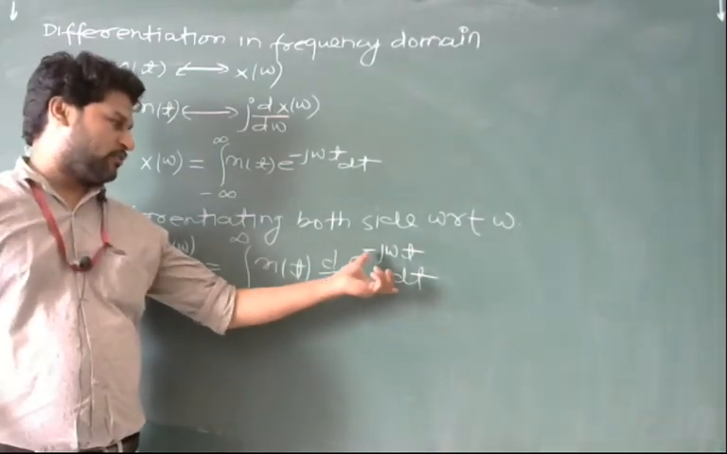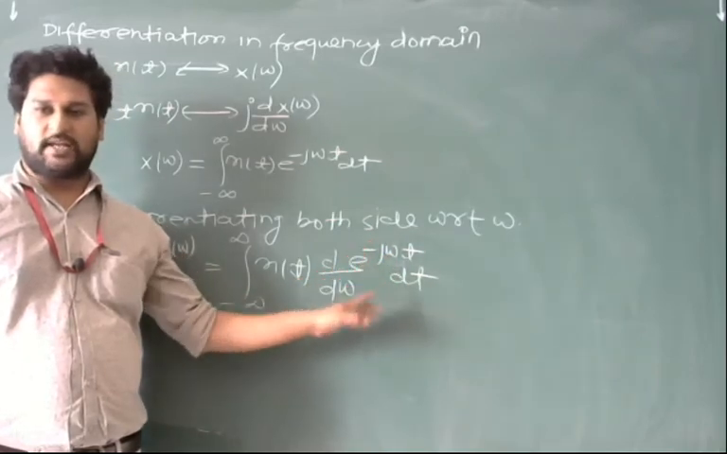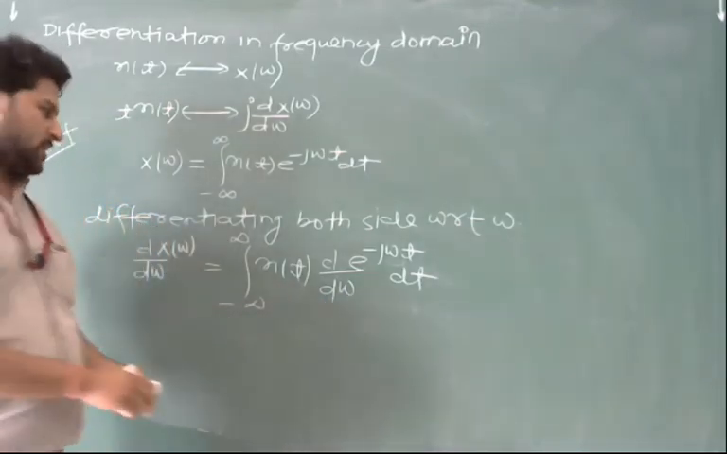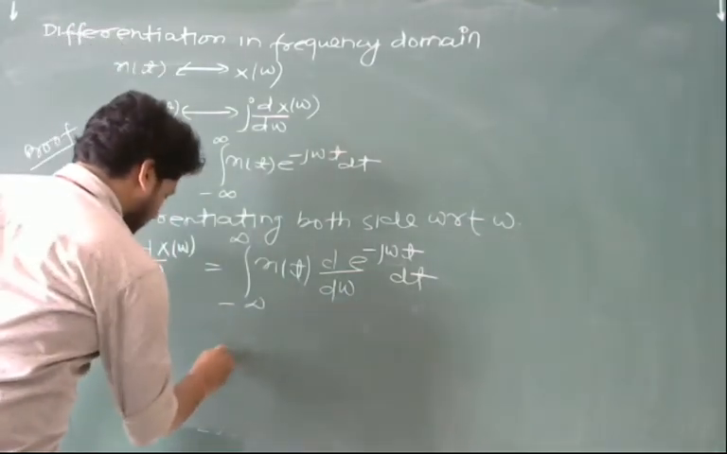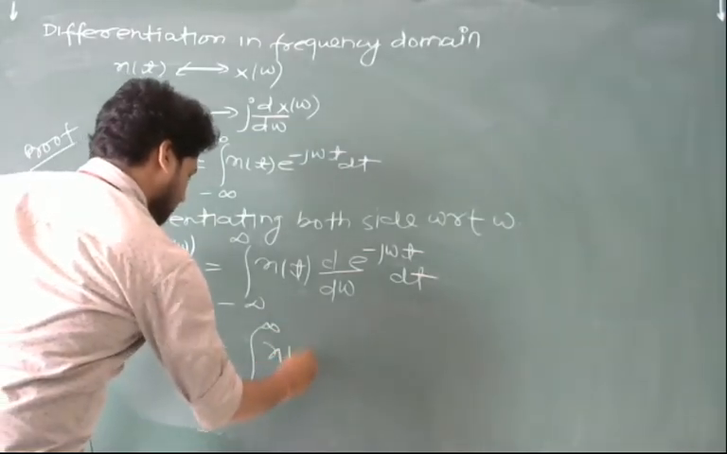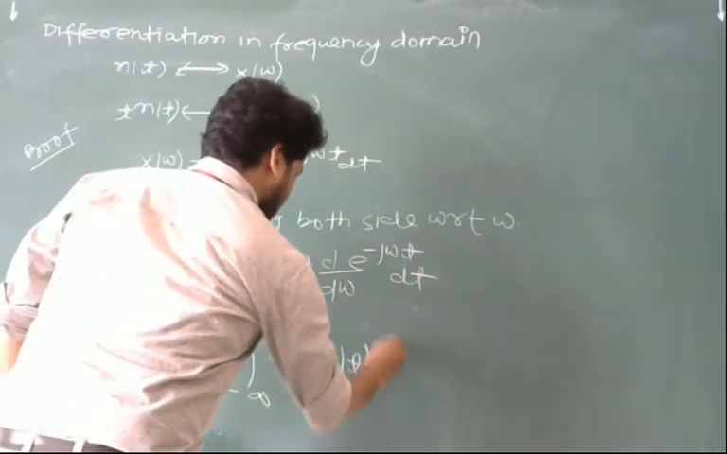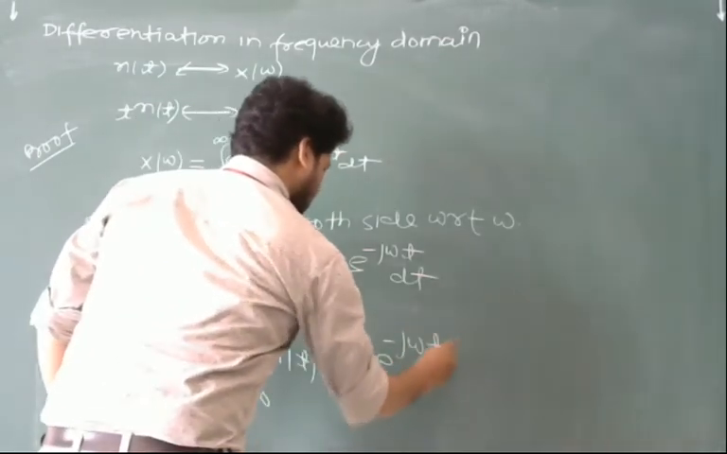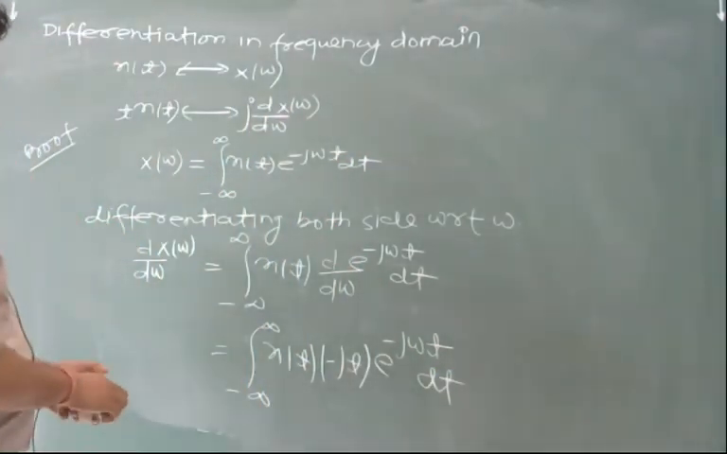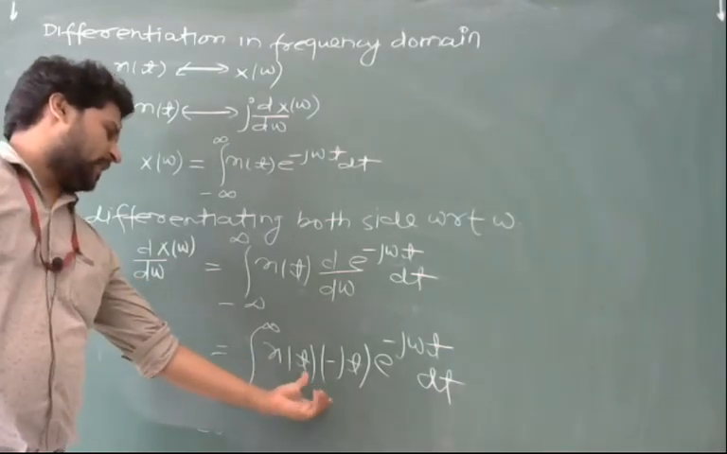Because differentiation is with respect to omega, differentiation of this term e power minus j omega t will be equal to minus jt times e power minus j omega t. Now put this differentiation in the equation. This will result in the integral of x(t) into minus jt into e power minus j omega t dt. And this is the Fourier transform of the signal minus jt times x(t).